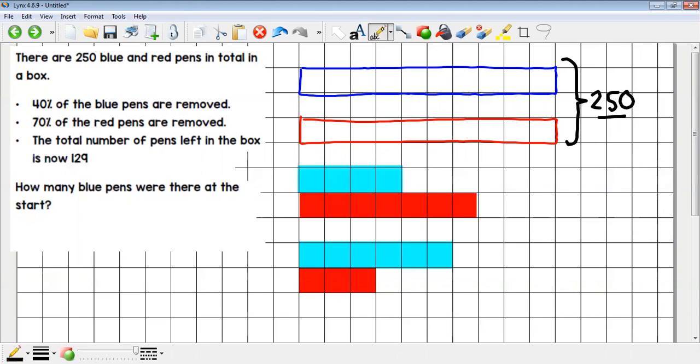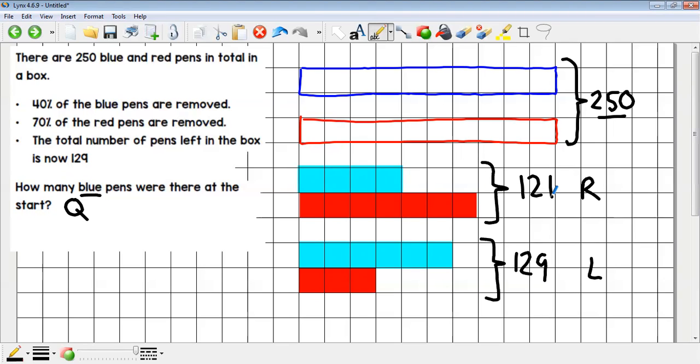Okay, so it says how many were there at the start. That's what we eventually need to know, how many blue ones. The total number of pens left in the box. So this is removed, and this is left. So let's have a look. What was left? 129 down here, which means that to find out what remains, it's just going to be the difference between 250 and 129, which is 121.